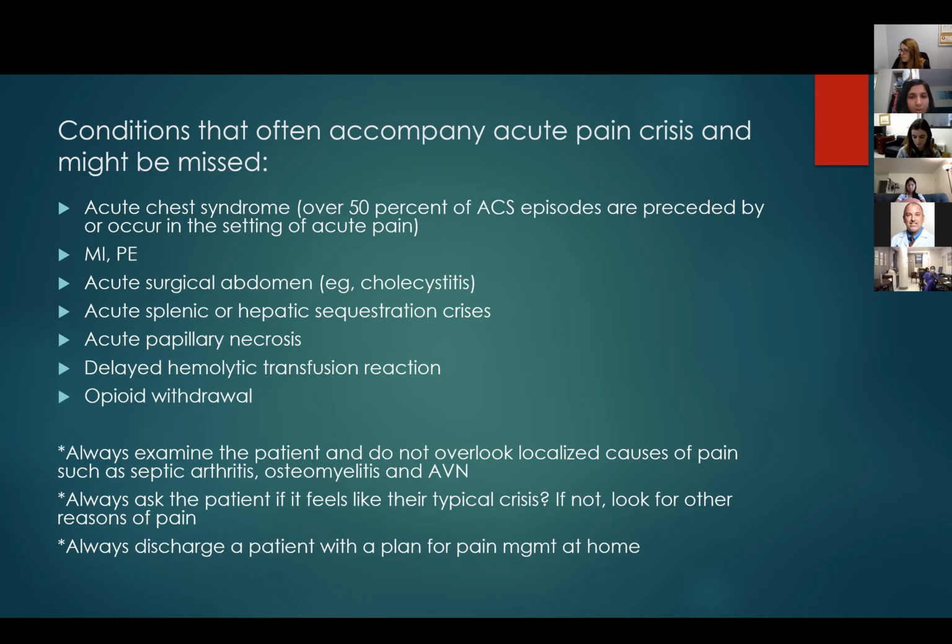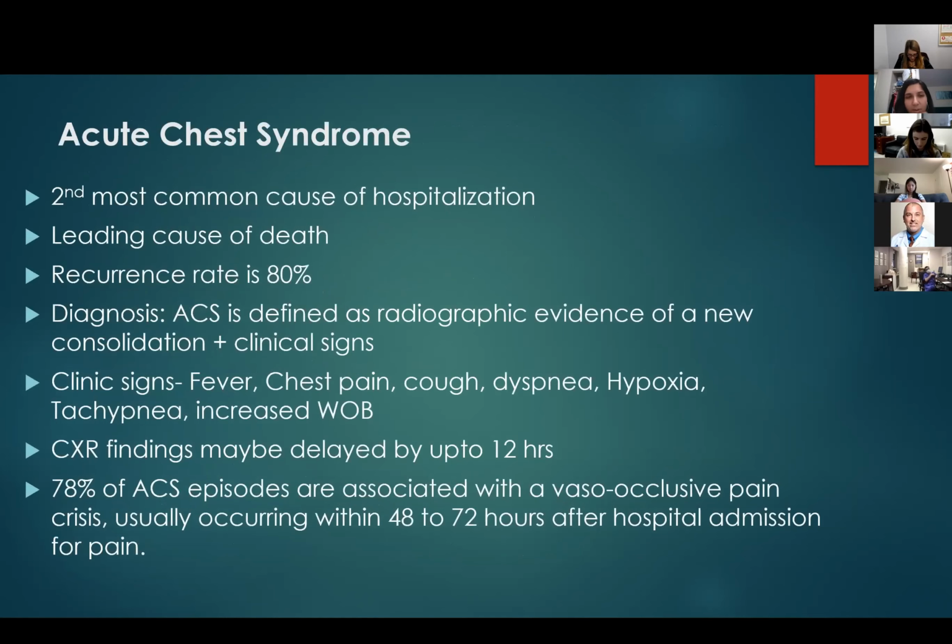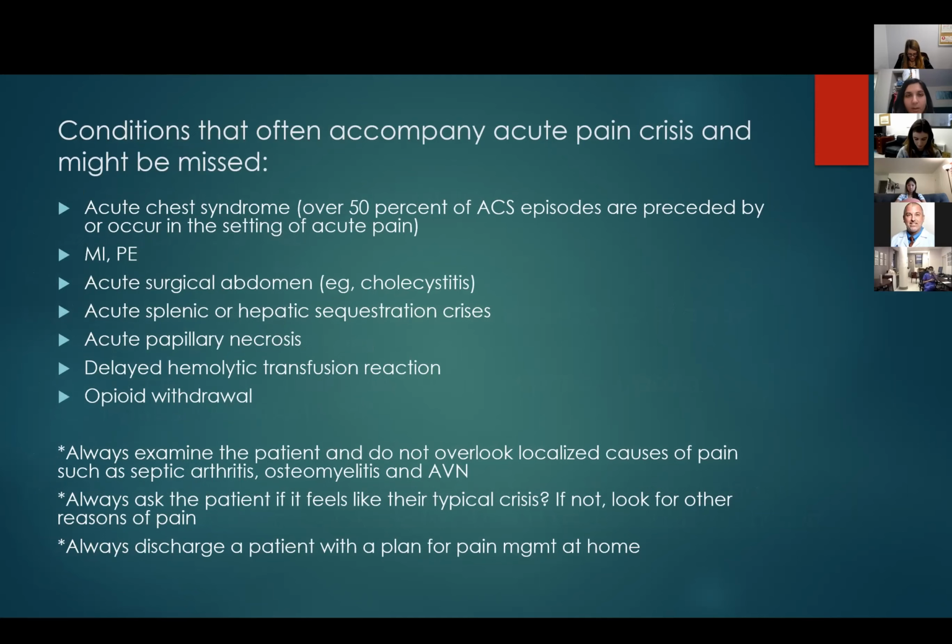Okay, and then you should also look for localized causes of pain like septic arthritis, AVN, osteomyelitis. So really don't be anchored to the idea that this is just a vasoocclusive crisis. Think about all the other complications that can happen.